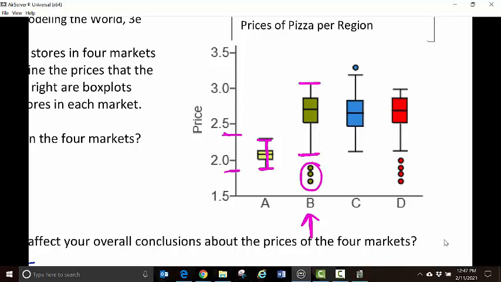Okay? Overall, though, my conclusions when I look at it are going to be, if you want consistently cheap pizza, go to market A. Okay, yeah, could you get cheaper? Yes, but you'd have to luck out and hit one of the cheap stores. So the outliers didn't help me that much. Now, could you just Google that information? Yes. So, right?